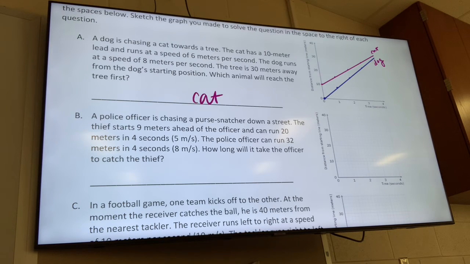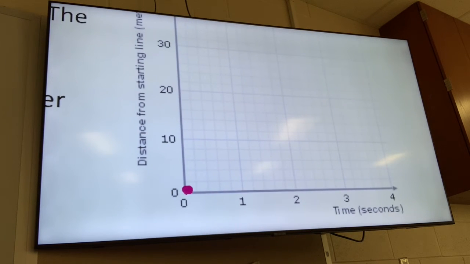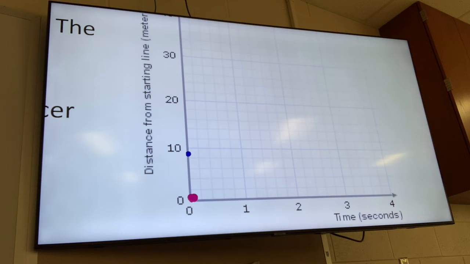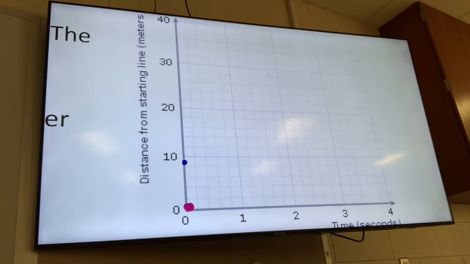So a police officer is chasing a purse snatcher down a street. The thief starts 9 meters ahead of the police officer and can run 20 meters in 4 seconds. So let's say if the police officer starts at 0, our purse snatcher is going to start at 9. Our purse snatcher can run, what did we just say? 20 meters in 4 seconds. So after 4 seconds, if he starts at 9, he's going to be at 29. Okay, so right there.